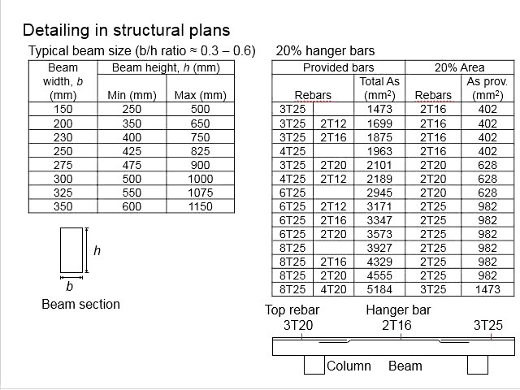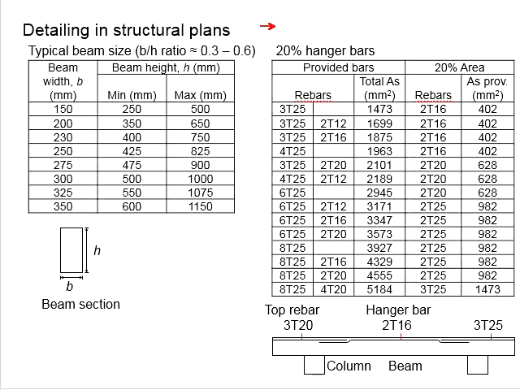You know that for the typical beam size, for good performance, you need to have a ratio of B over H of 0.3 to 0.6. The beam performs better with the smaller ratio as compared to the larger ratio. However, it cannot be too small, otherwise the beam will behave in a very slender mode where there can be concerns in terms of lateral torsional buckling.